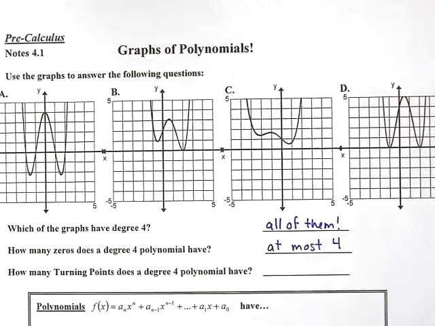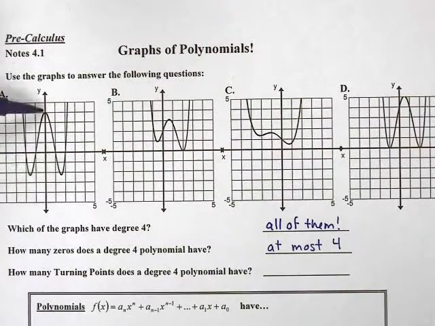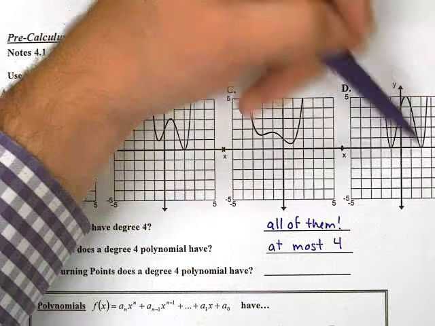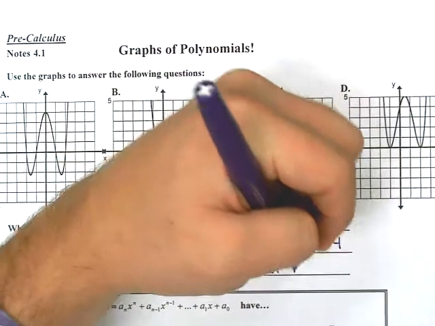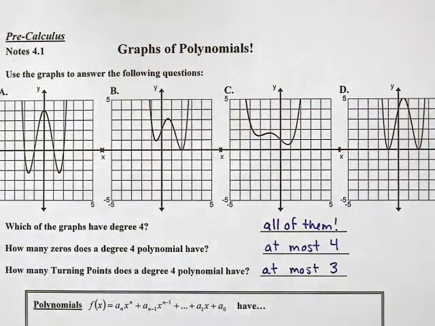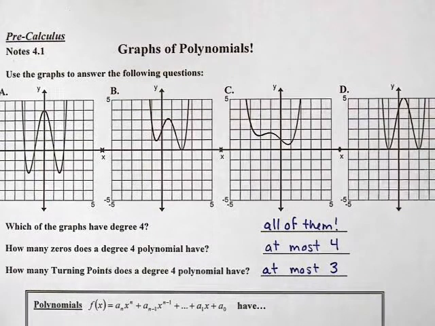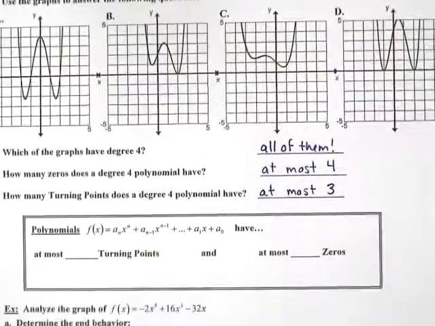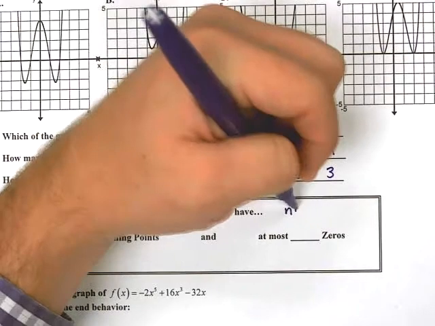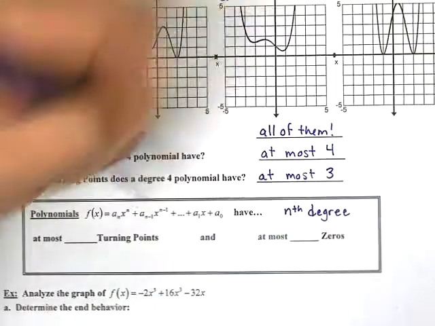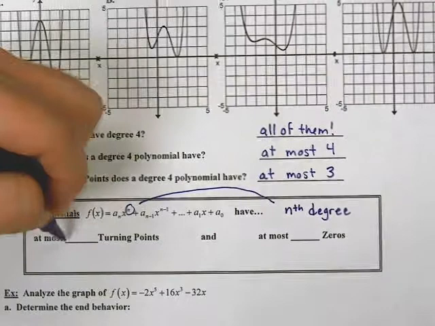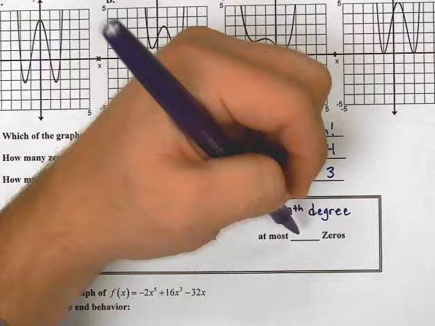Now, if we take a look at turning points, every single one of these graphs, let's see, 1, 2, 3, 1, 2, 3, 1, 2, 3. All of these have at most 3 turning points. All right. The reason that we're doing this is because there are some rules that we need to understand that we have in this box. For a polynomial, when it's written in standard form, we know that it has nth degree, that's coming from right here. Well, what we say is then it has at most n minus 1 turning points and at most n zeros.